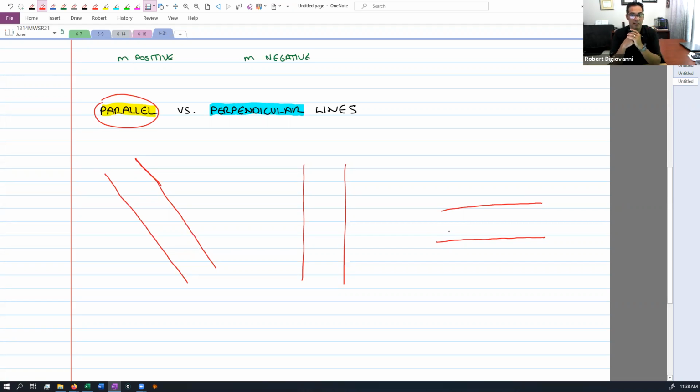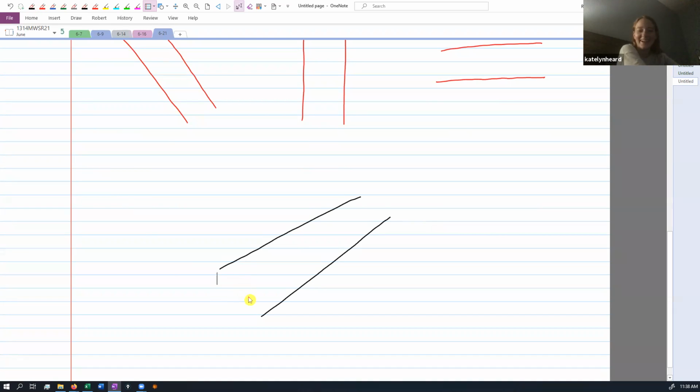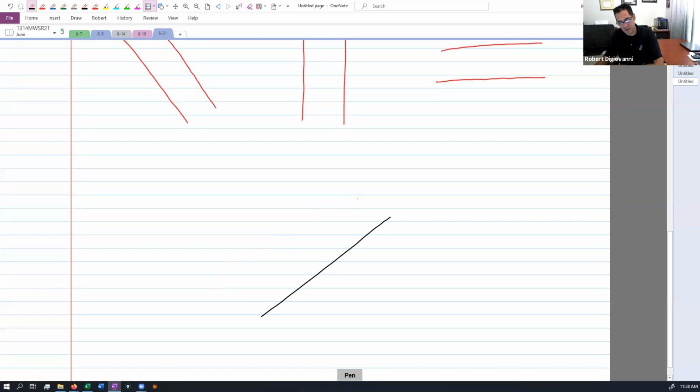Yes, exactly. Okay, so let's keep going with this idea of parallel. I'm going to draw you two lines, and you tell me whether or not they're parallel. Here's one line. Here's another line. Do those look parallel to you? Somewhat. Let me exaggerate this a little bit. Okay. Do those look parallel to you?